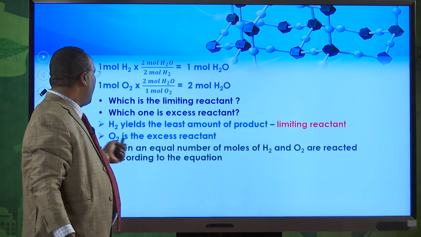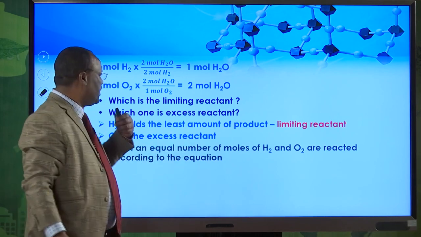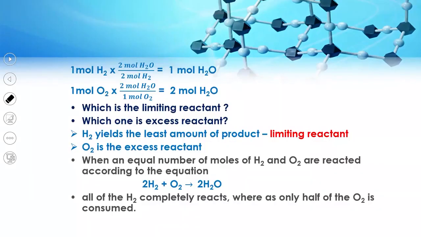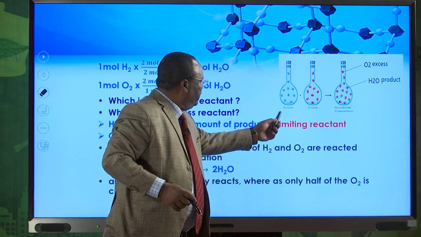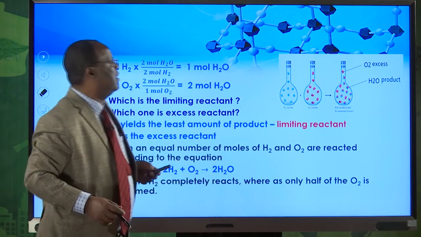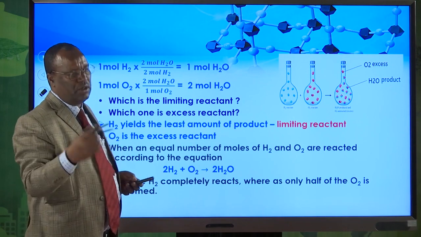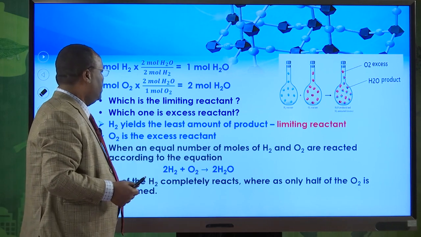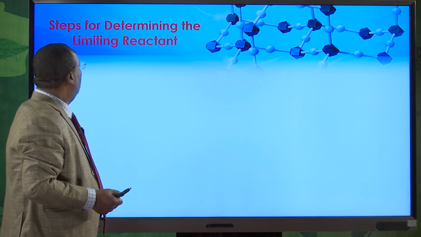So when an equal number of moles of hydrogen and oxygen are reacted according to the equation, all of the hydrogen completely reacts, whereas only half of the oxygen is consumed. So half of the oxygen remains in excess because there is not enough hydrogen. Look at this picture. This is hydrogen, oxygen. In the same vessel, which molecules remain in excess? Oxygen molecules remain. Half of the oxygen molecules remain in excess. So in this case, oxygen is the excess reactant and hydrogen is the limiting reactant.